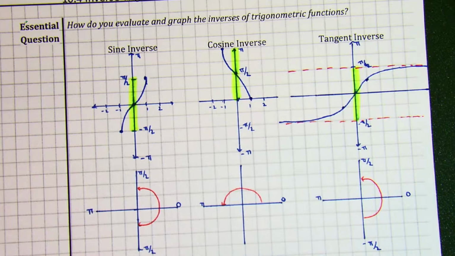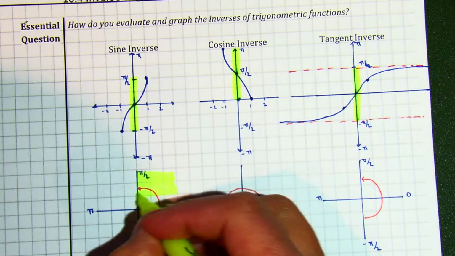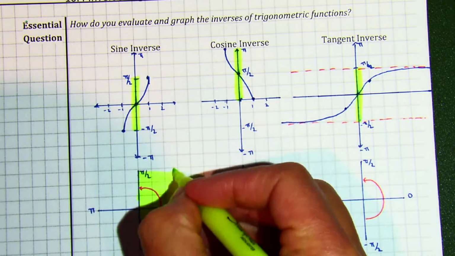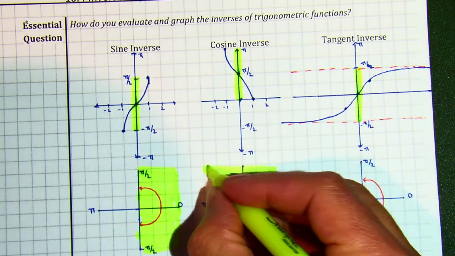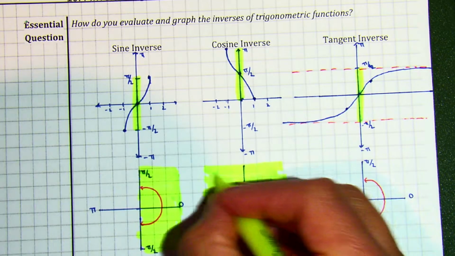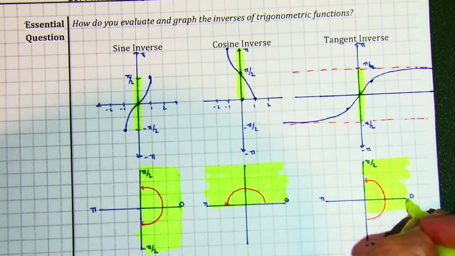So let's go and highlight those sections. That means that when we get a value from the calculator, that is the value that the calculator is going to give us because we are looking for the inverse function. This is the value that is going to give us either on the first or the second quadrant. And these are the values that will be given to us.